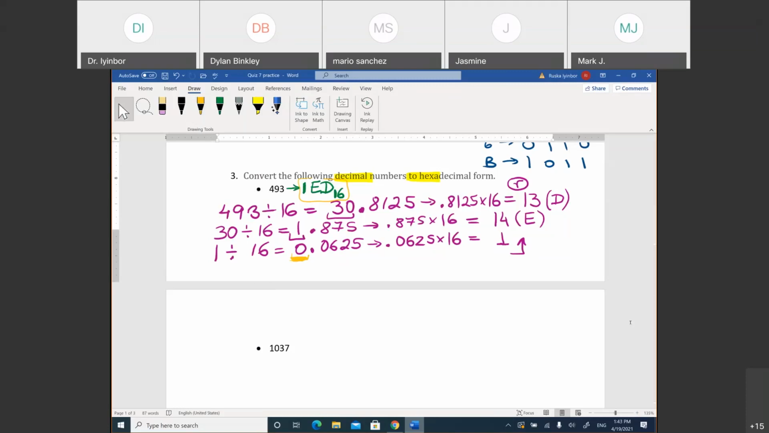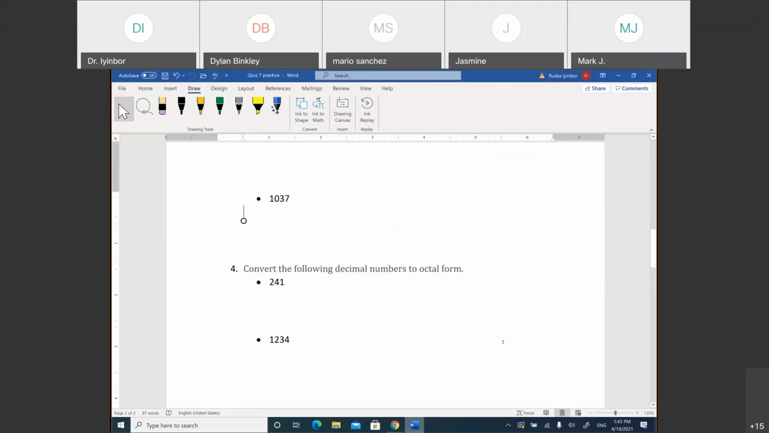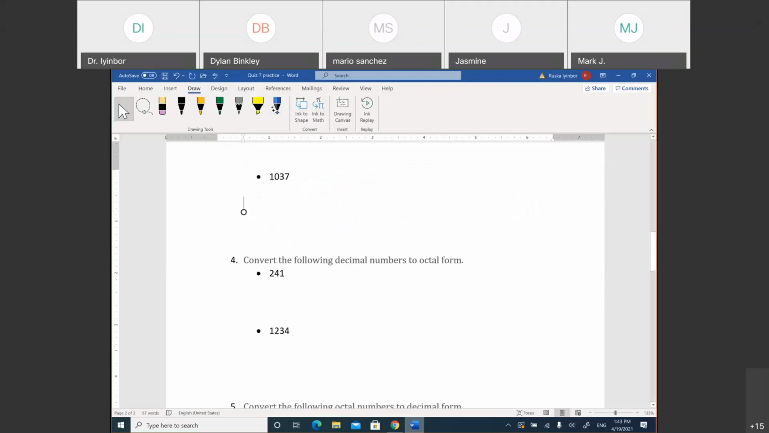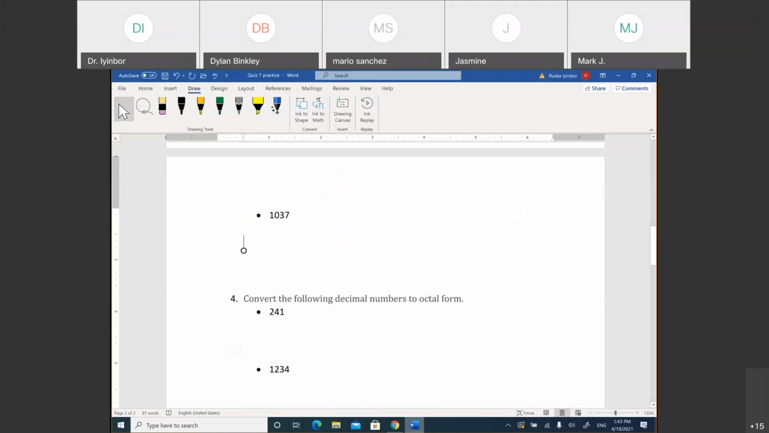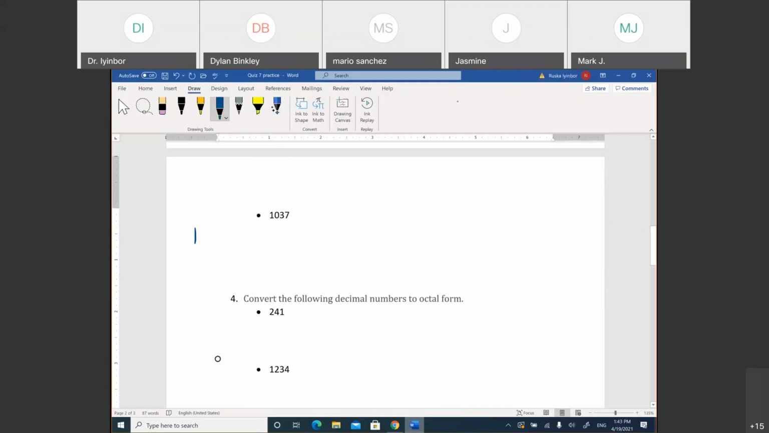Okay, let's do it one more time. So I have one more example. We're going to have the number 1037 decimal, and you're going to change it to hexadecimal. So we're going to start dividing 1037. We're going to divide by 16.